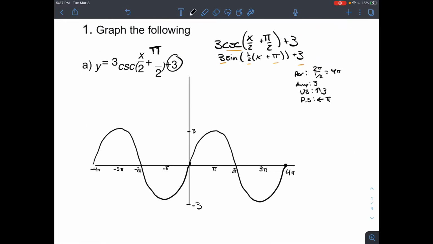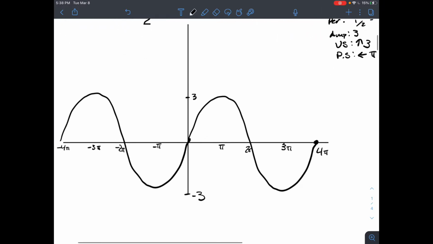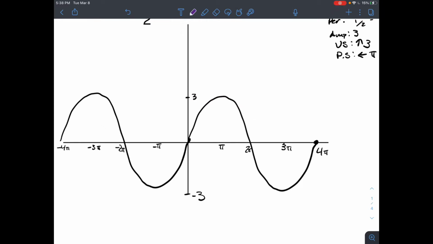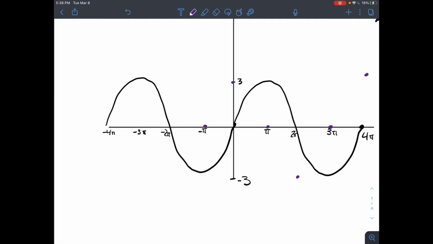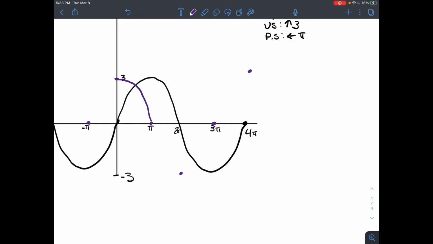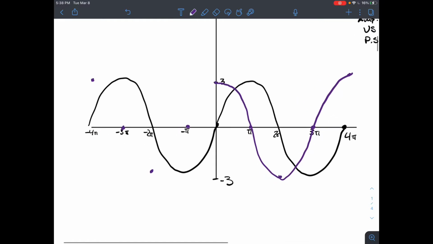Whole bunch of stuff to do. What should we do first? Let's do our phase shift first. So we're moving it over pi. So this is actually going to start to look like our graph of cosine, moving all of our critical points to the left. And then there would be another point that just pops up here. So all our points go to the left. So let's draw. So purple, that's our phase shift.